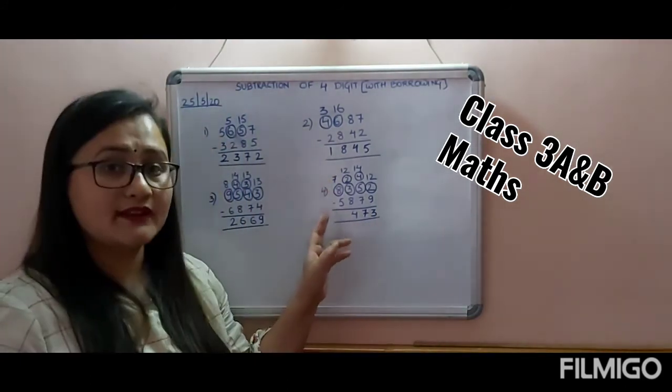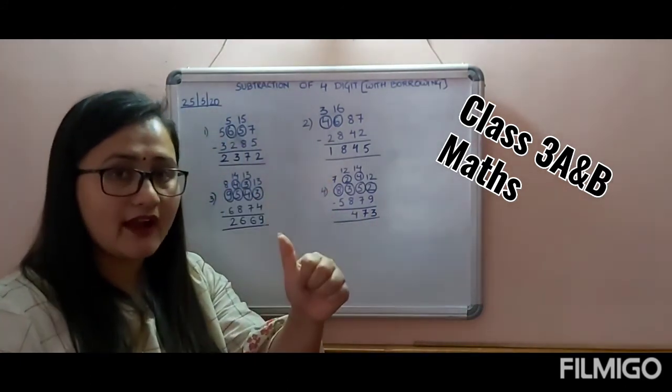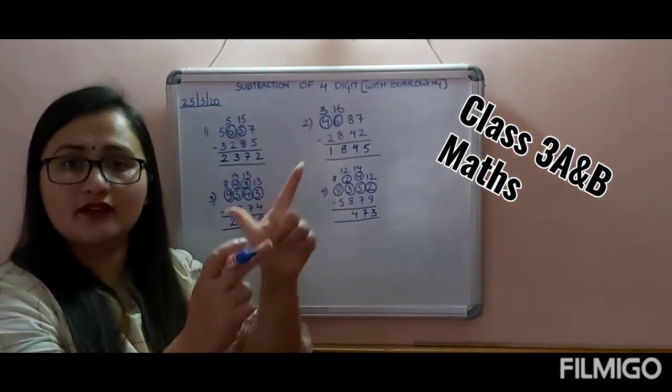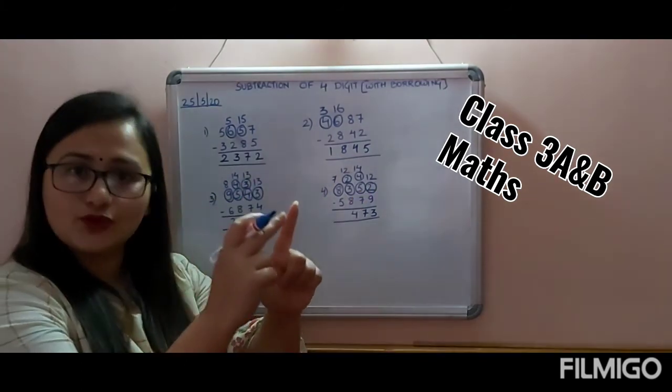Now the last one, keep 7 in your mind and start counting after 5: 6 and 7. What is the number you get? 1 and 2. Okay.